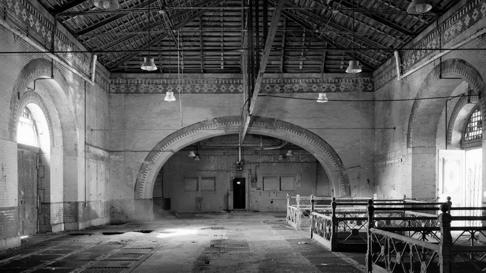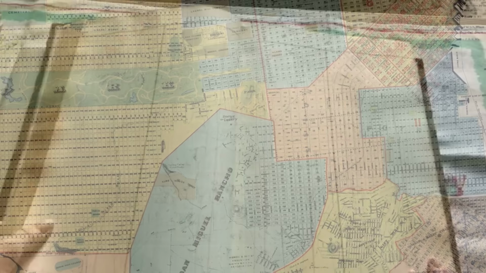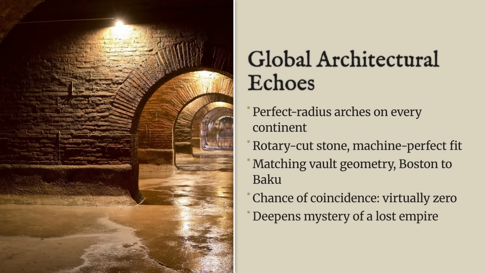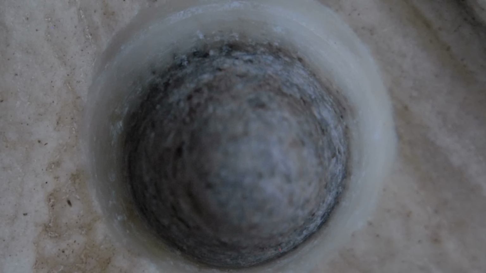Why build chambers 3 times larger than necessary? Why do 3 cities show older foundations no one paid to build? A recurring architectural motif emerges across continents: perfect radius arches, subterranean hydraulic vaults, rotary cut stone, identical load-bearing geometries, chambers sealed during the mid-20th century.